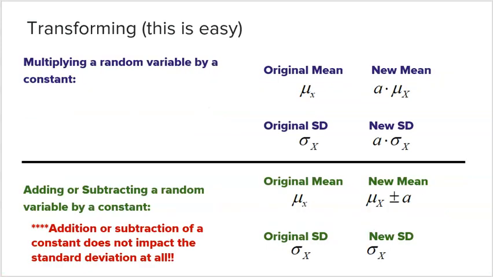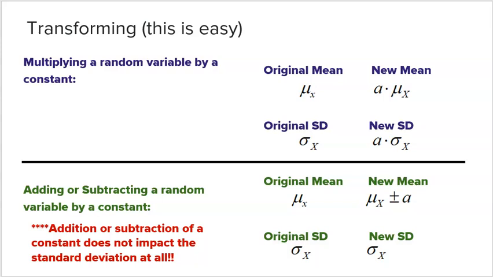Let's talk about transforming first, because to be honest, it is quite easy. There are 2 different things you have to be concerned about. If you're multiplying a random variable by a constant, maybe in terms of converting from one unit to another, you typically have to multiply. If your original mean is mu, then the new mean is simply A times mu. Multiplication affects the mean. That's easy.